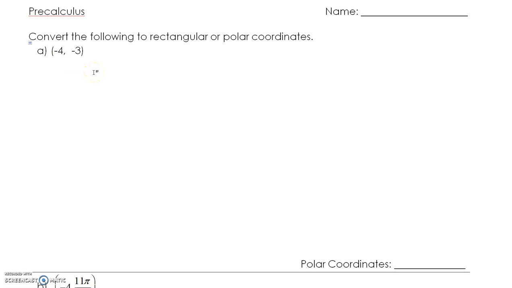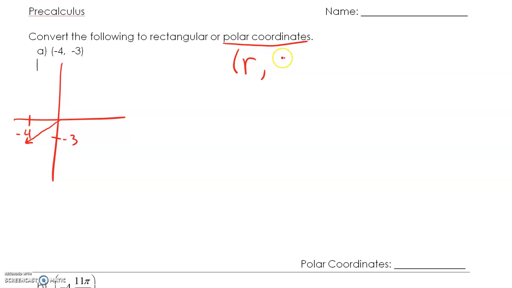So in this case, we have rectangular coordinates, the ones we first learned about: -4, -3. So we're right here. To convert to polar coordinates, we need a radius and a direction. The radius is the length of what looks to be a vector, which is the magnitude.